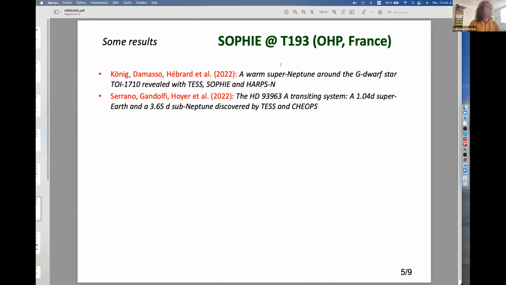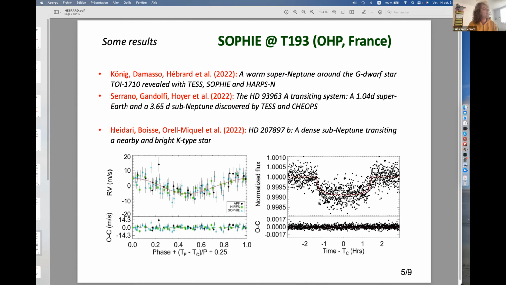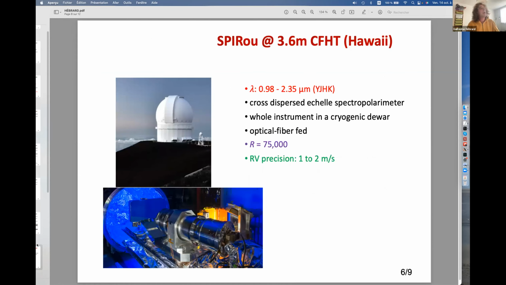Another result is a super-Neptune detected, the system that Luisa Serrano talked about a few minutes ago, published by Nida Edari. That one was in a radial velocity survey from SOPHIE, but afterwards it was published as a TOI. We detected it with SOPHIE in collaboration with people from the USA, with HIRES and APF. So it is a dense sub-Neptune.